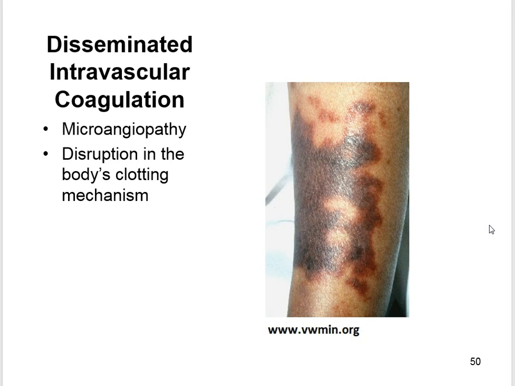So because all these factors are being used up, you have an increased PT, increased PTT, a decreased platelet count, a decreased fibrinogen, increased thrombin time, and an increased D-dimer. And that is it.